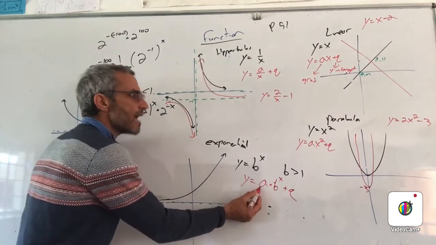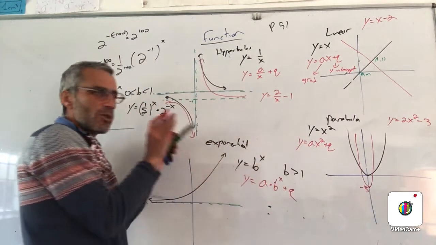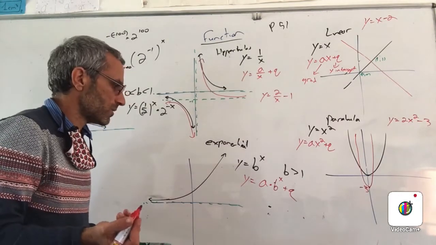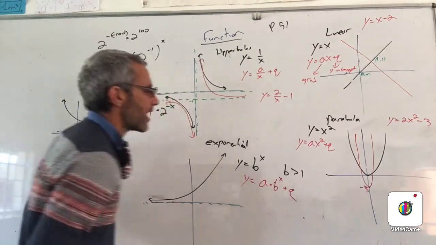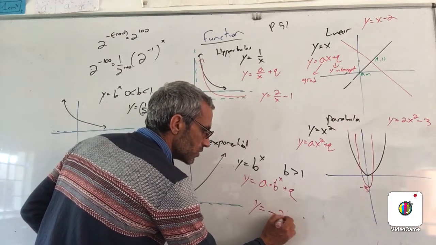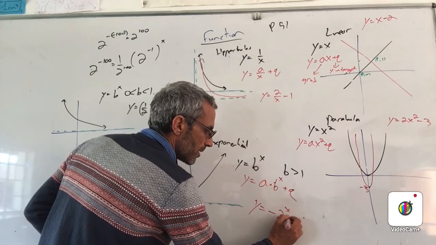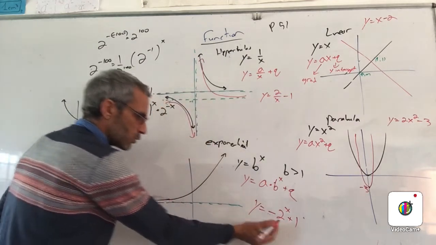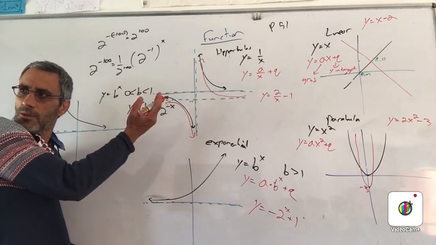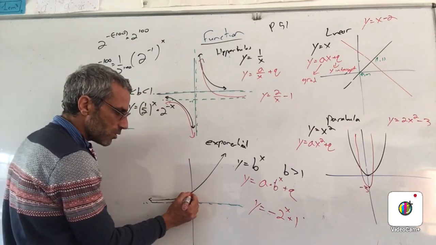The A, as in all these cases, makes it a bit more steep or less steep, depending on what A I'm choosing. But I'm actually going to choose a negative A. For example, let's look at minus 2 to the power x plus 1. So the plus 1, what does the plus 1 do? It pushes it up 1.